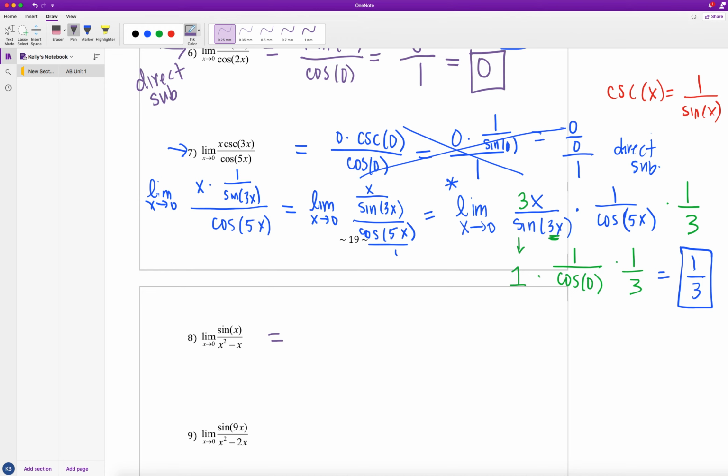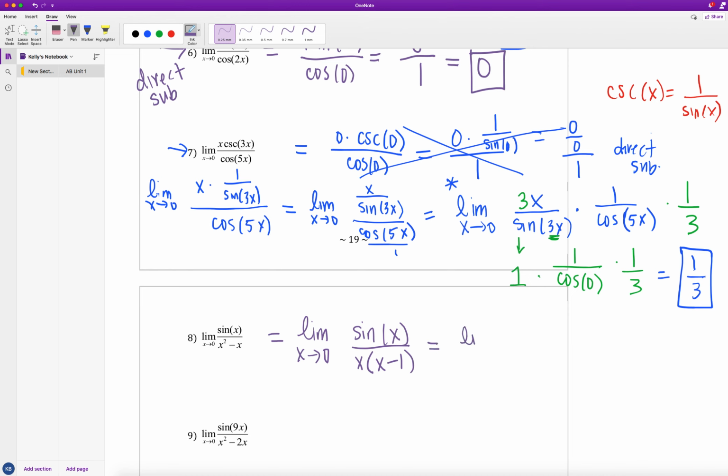but what I can think about doing is, well, everything's in terms of sine, but this x squared minus x, I can actually factor, and I can rewrite this as the limit as x approaches 0 of sine of x over x squared minus x, which would become an x times an x minus 1 by factoring out the greatest common factor. From here, this looks really similar to what I wanted.